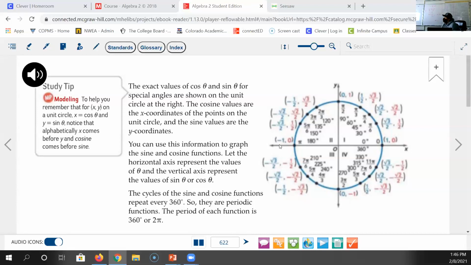So then you have -1, 0, and the cosine of 180 degrees, or cosine of pi, is -1. Sine of those is 180. And you can see that it repeats, right? 210, the reference angle is going to be 30 degrees. So you can see my sine and cosine functions have repeated themselves, just with a negative being associated because of the quadrant.